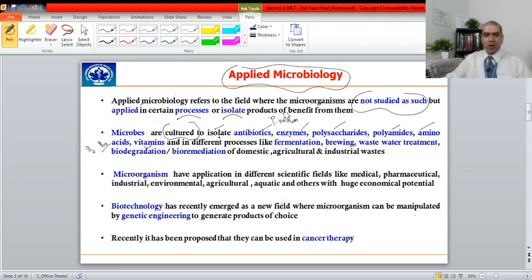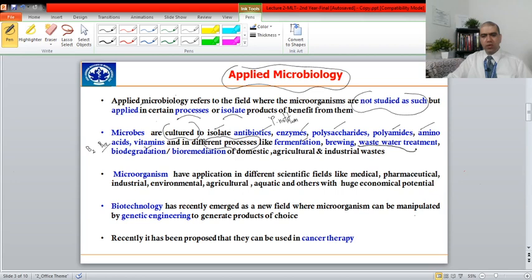Now talking about the two things I told you about, isolation and second is processes. What kind of processes microbes help in is fermentation, where you get ethanol when you use pyruvate as a source of starting material. In absence of oxygen, the yeast, that is Saccharomyces cerevisiae, can convert the pyruvate first into acetaldehyde and then finally into ethanol. And it's also used in the brewing industry.